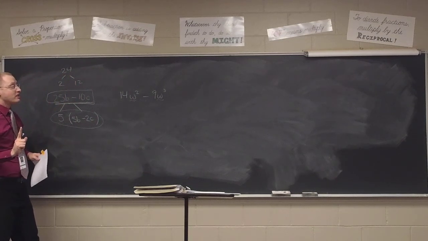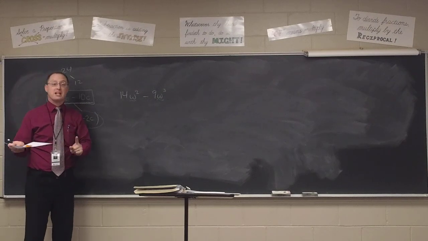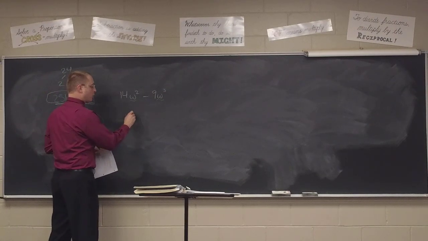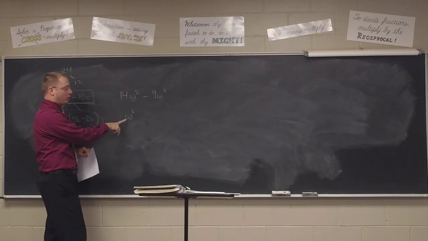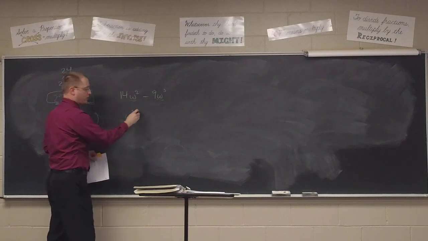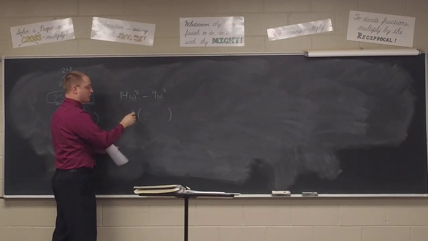At least the w squared. Yes, not just the w, but you're both right. w squared, because they both at least have 2 w's. So we're going to write down the common monomial, but it's going to become a factor of the polynomial. And we're going to use parentheses to group the other factor.